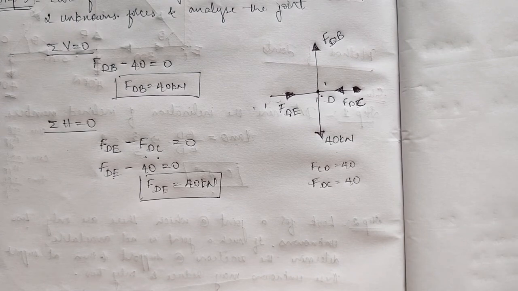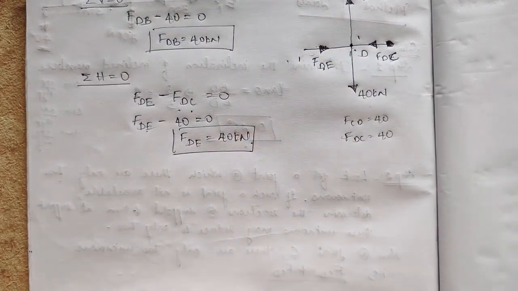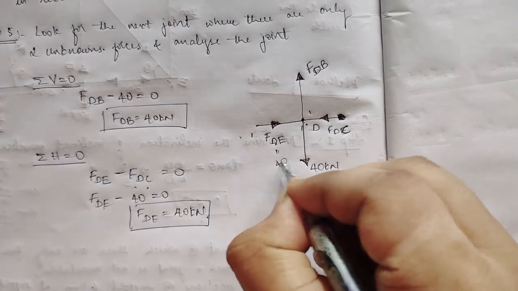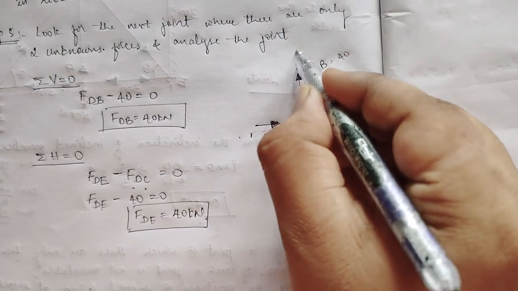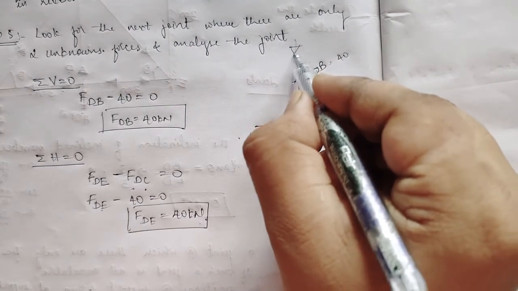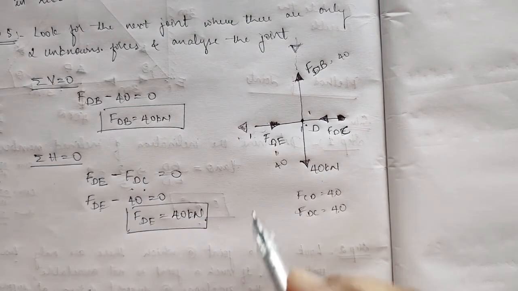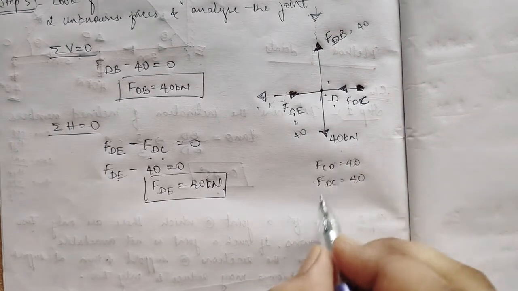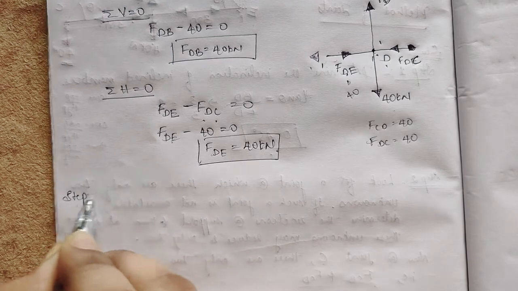Now I found that FDE is 40 kilonewton and FDB is also 40 kilonewton. In the main diagram, our assumption of the direction is correct, like this. On the other side we should mark in the reverse direction. Here also we should mark in the reverse direction to find the next joint. So joint D is over. So this is FBD at joint D. Next, step number 6.